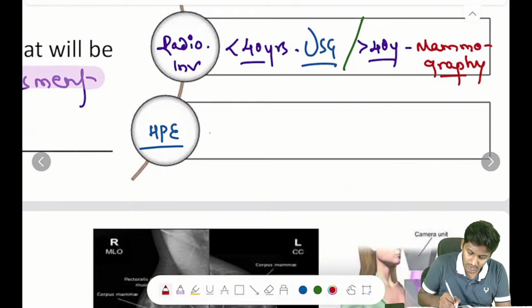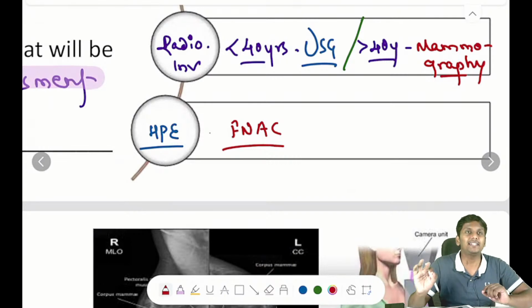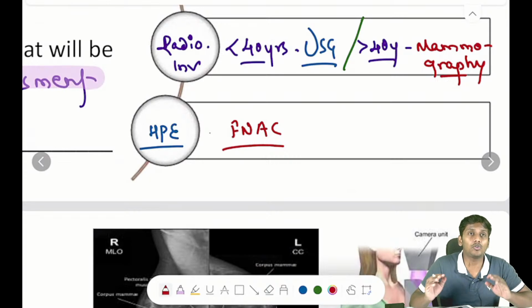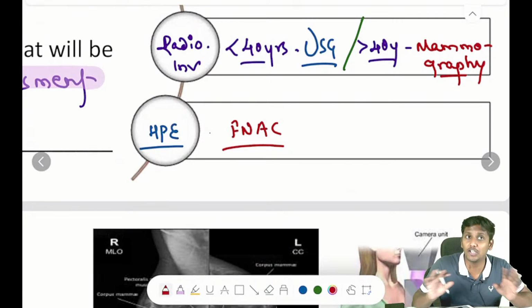For histopathological examination you have to remember, either we can go for a FNAC, that is fine needle aspiration cytology. By the name itself you can see a fine needle is generally used. We aspirate what? Cells, and cytology is nothing but the study of cells. So yaad rakhna, fine needle aspiration cytology can be done. Over there only cells will be studied, not the tissue as a whole.